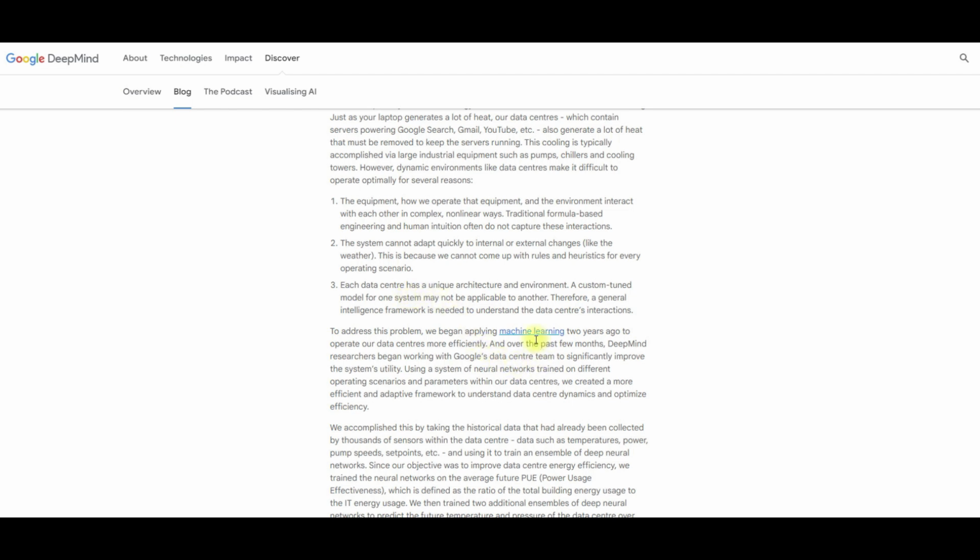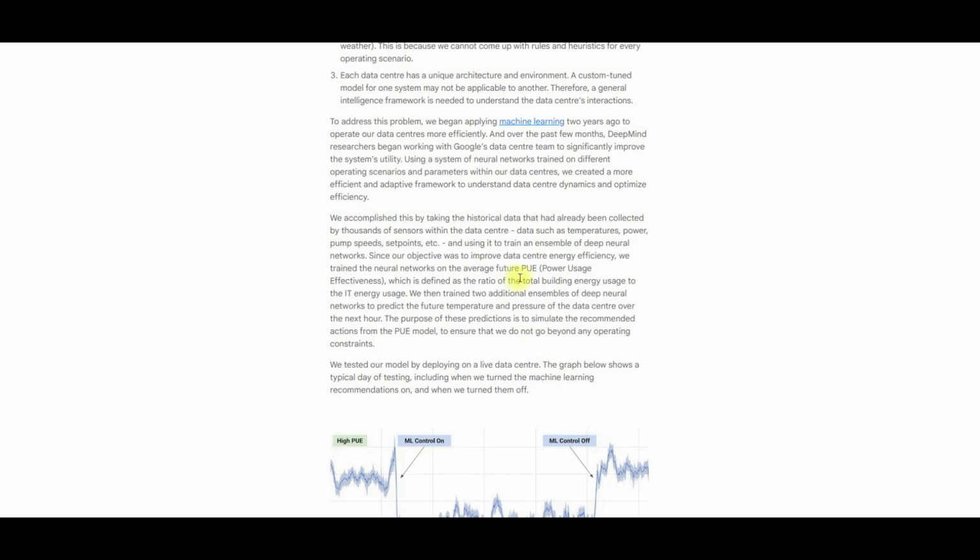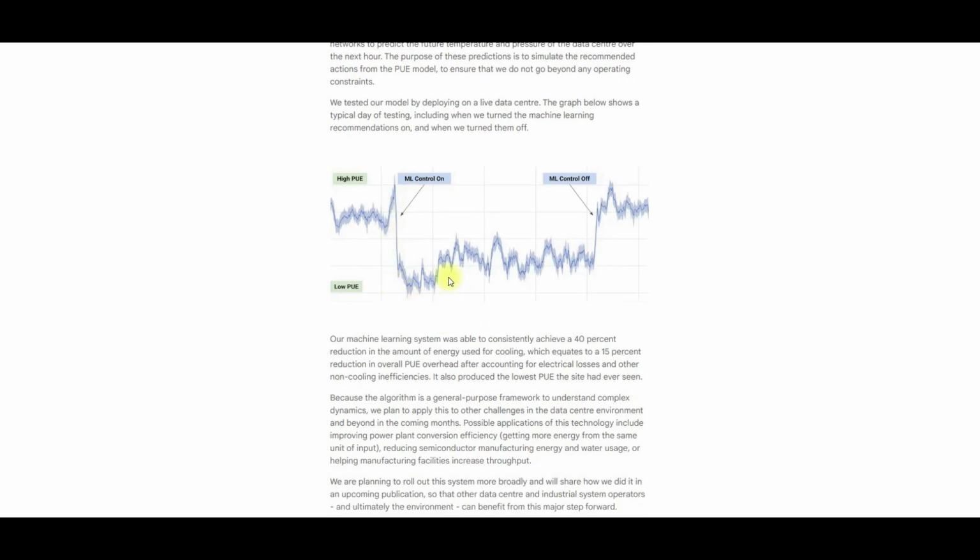Using the machine learning tools, average future PUE, which is the power usage effectiveness, when the machine learning control was turned on, the higher PUE reduces to a lower PUE, and then once the machine learning control was turned off, it goes back up to the high PUE. So we see from this graphical representation that the machine learning model was able to achieve the lower PUE.